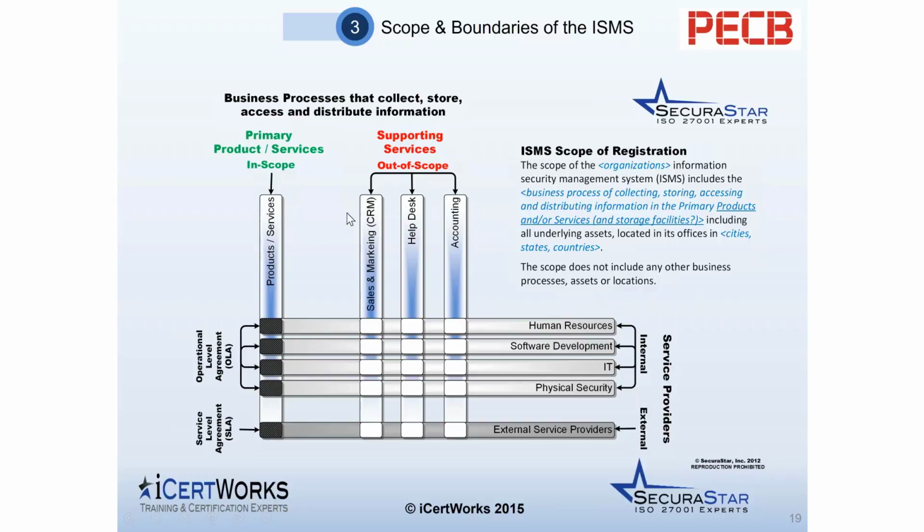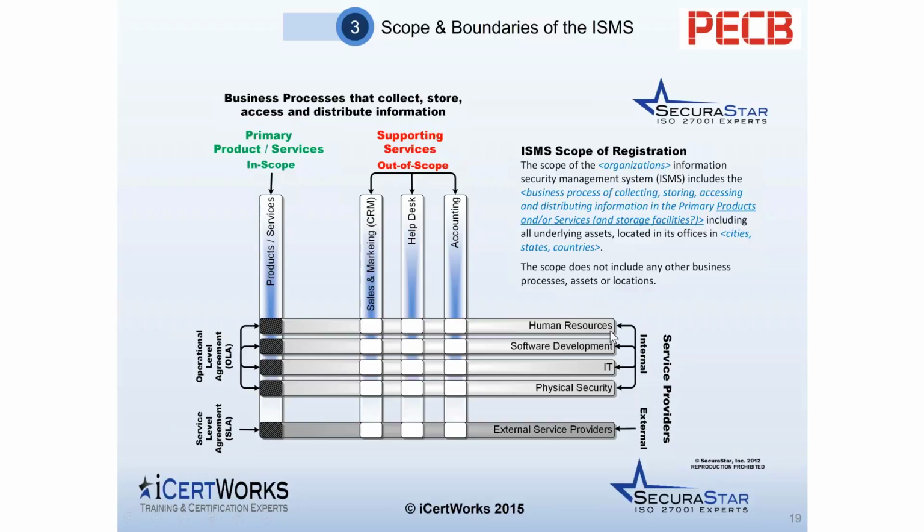Help desks may have no access to the client's information within the products and services. Sales and marketing may have no access to the products and services. Accounting collects and stores information, and there are multiple business processes, this is just an idea for you, it's different in every company, but there are multiple business processes that collect and store information in every company. The question is, which ones are in scope and which ones are out of scope? Okay, now when we talk about service providers, just taking that brown diagram that we were just looking at, there are all kinds of internal and external service providers, or as the standard calls it, interfaces and dependencies.